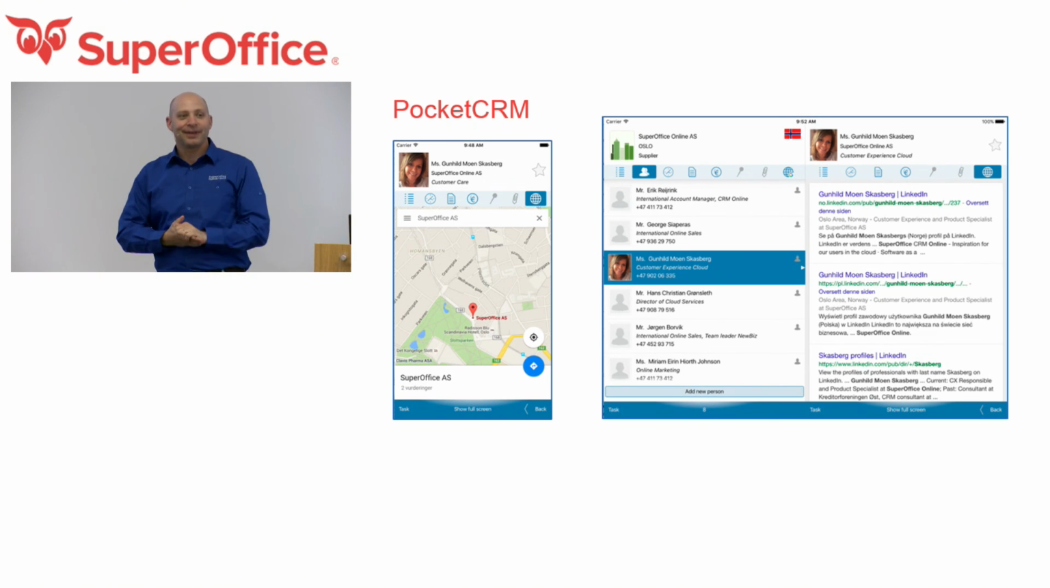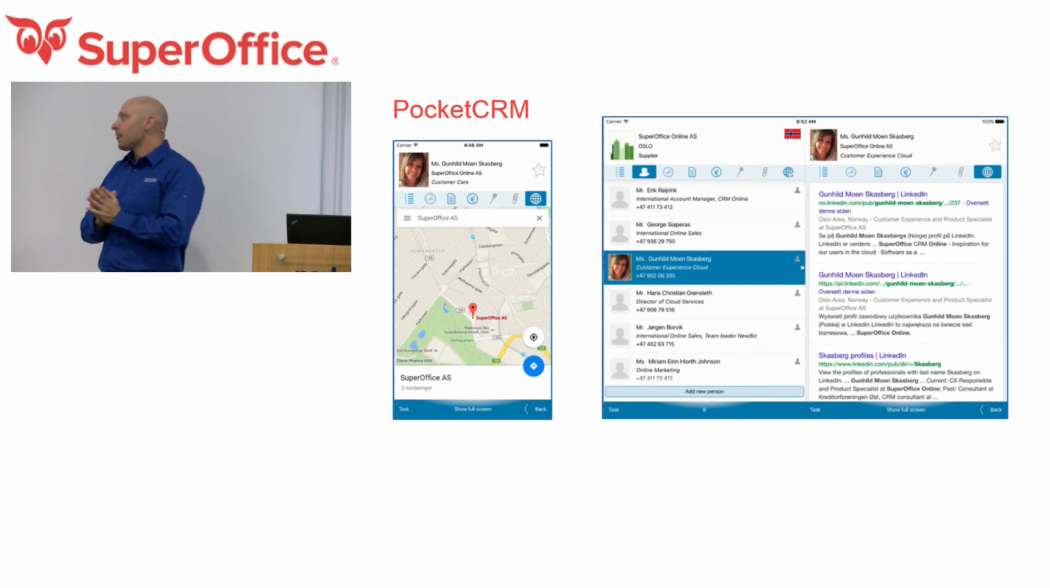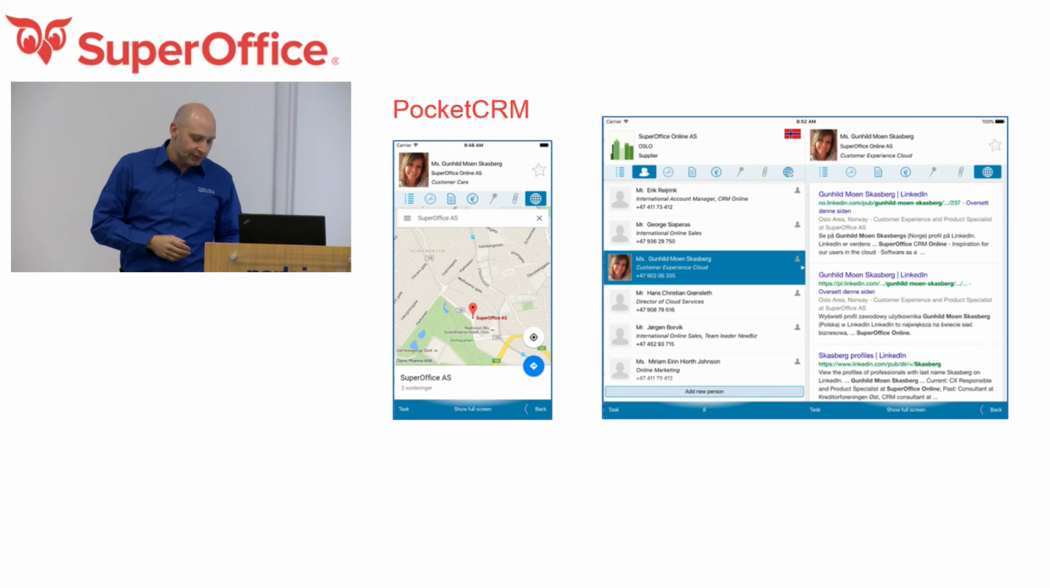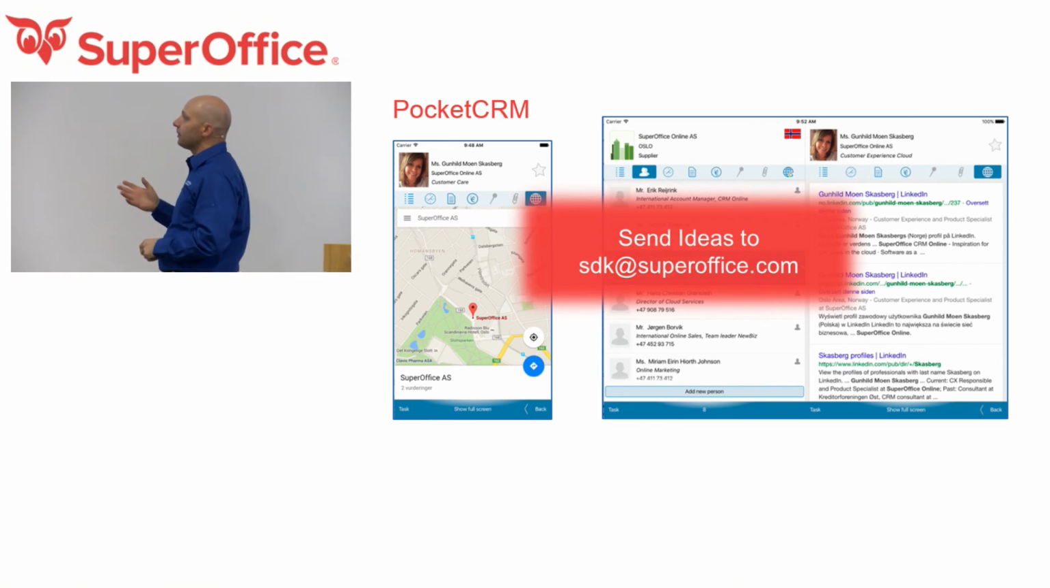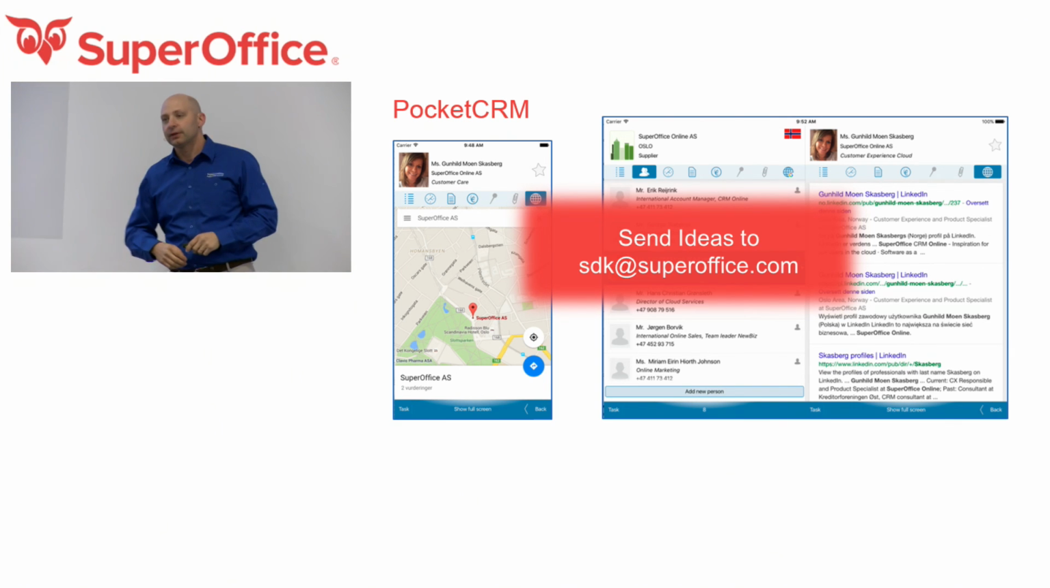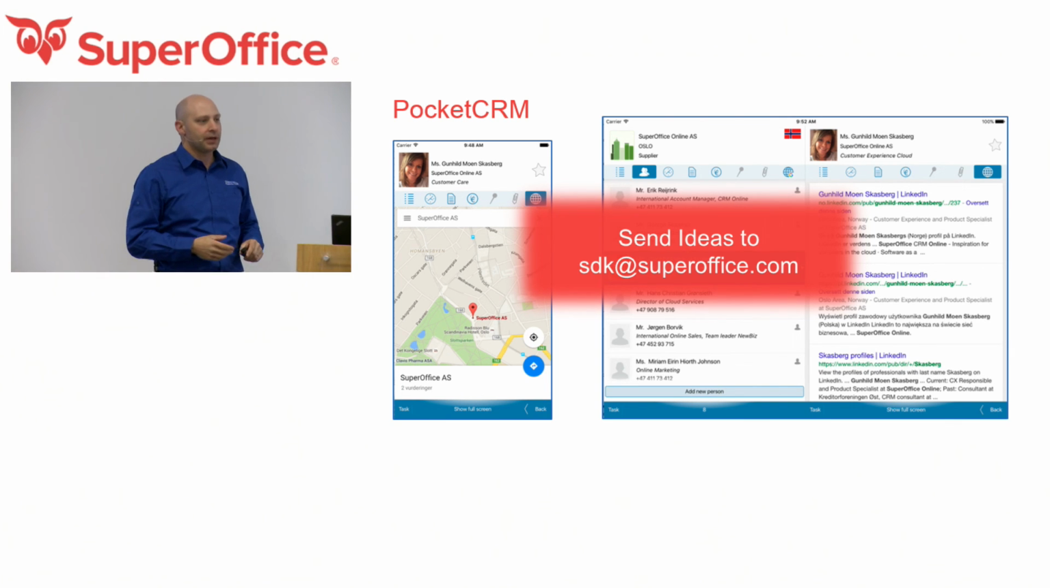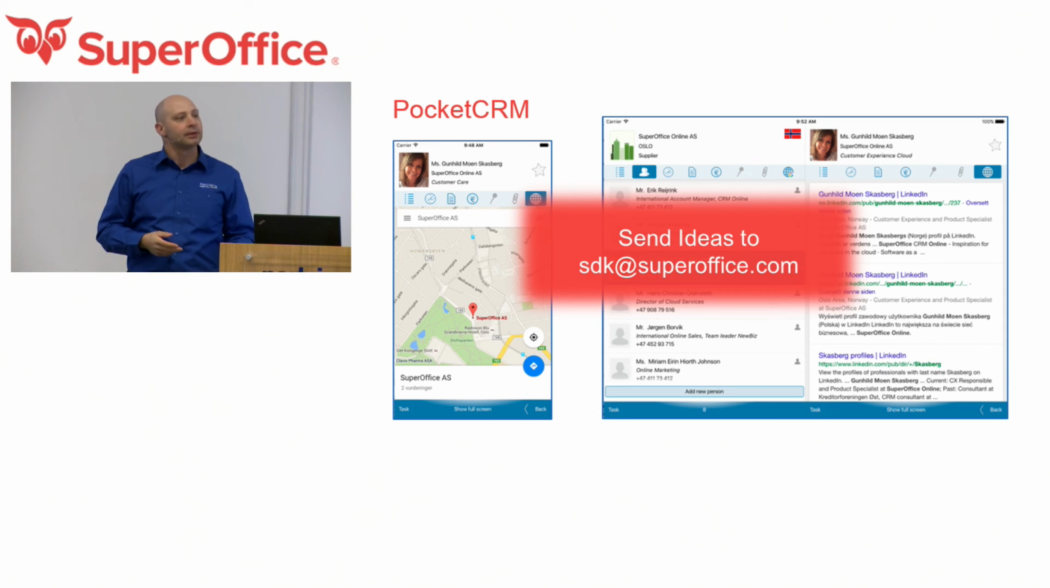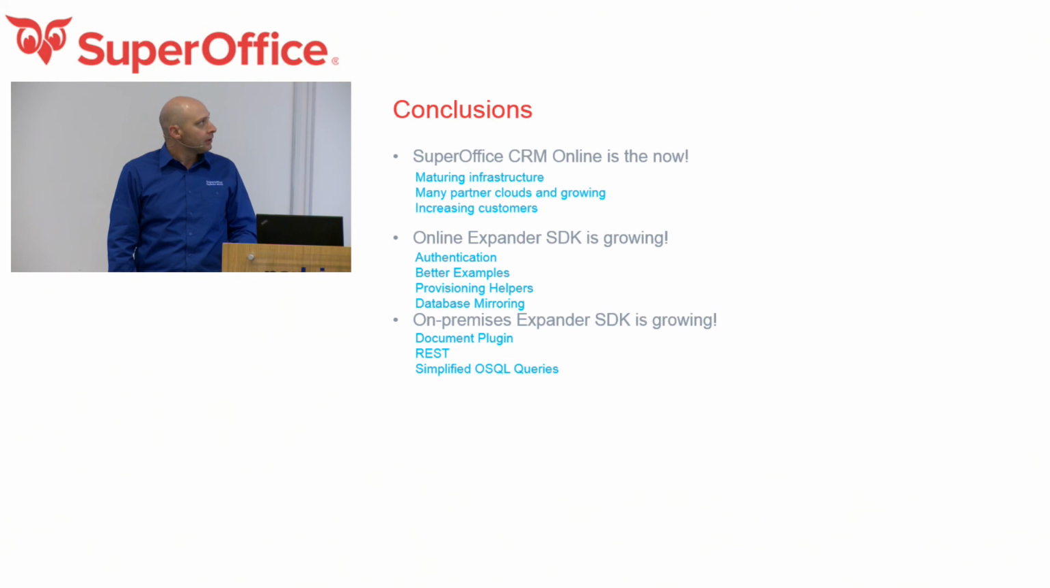Thank Eric for that one on the way out. But we do want your ideas. We want your ideas about how we can make this better. So please, if you have ideas about how we could make Pocket CRM a little more extensible, we'd like to listen to them. Maybe you've thought of something that we just haven't. So send your ideas to sdk@superoffice.com. We'd really appreciate it. So that's it.